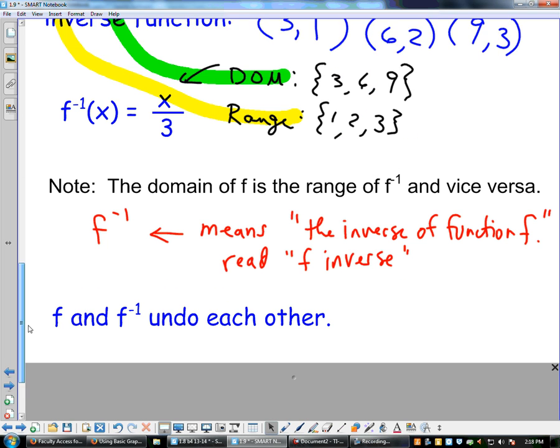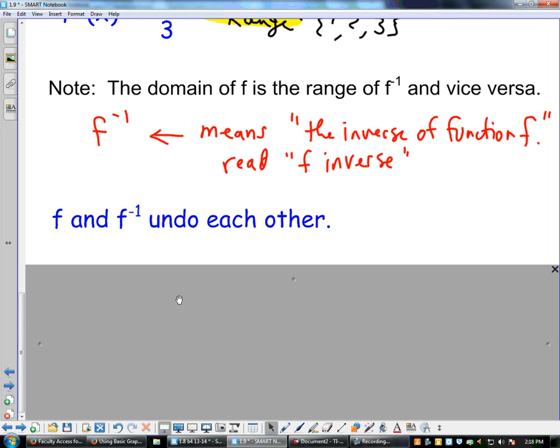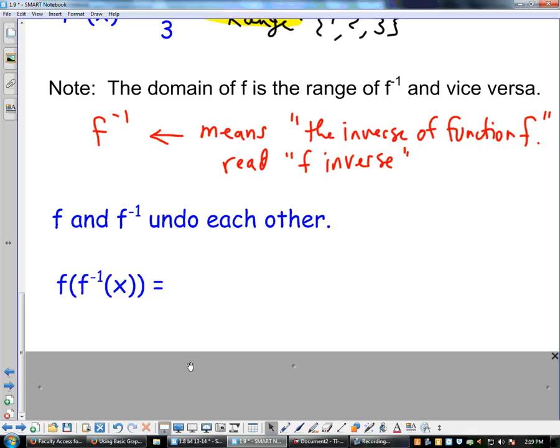All right. And so a function and its inverse undo each other. If you multiply by 3 and then you take that new number and you divide by 3, won't you get back to your original number? Yeah. If you add 5 to a number and then you subtract 5 from that number, won't you get back to your original number? Sure thing. So inverses undo each other. All right. So that means if we take the composite f of f inverse of x, what should we get?